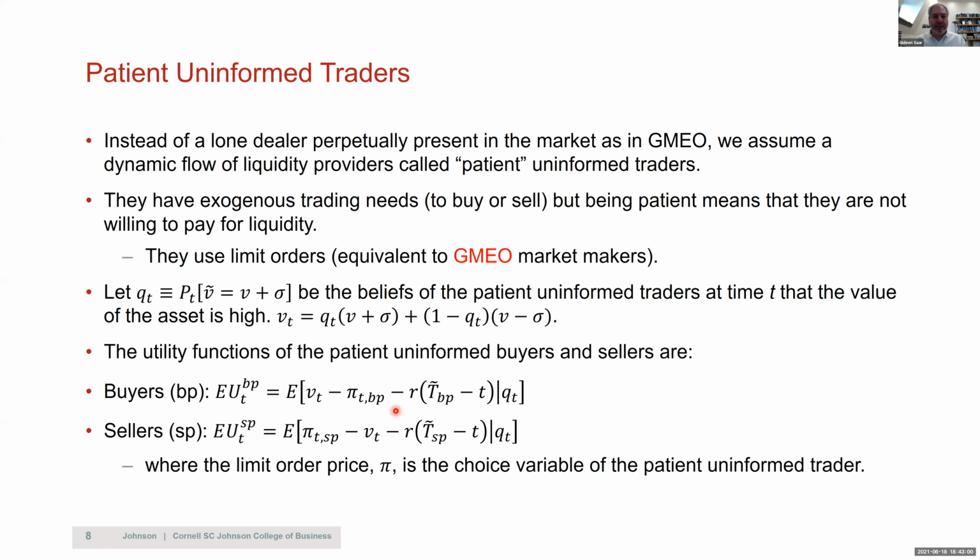So here's a typical utility function. This is for the buyers. So we've got the utility is VT, the expected value of the asset, minus the limit order price, right? So this component is the trading profit, minus their expected waiting cost, where capital T tilde is the random time to execution of the limit order. And so they kind of trade off their trading gain against the cost of waiting. And of course, pi, the limit order price, is going to be their choice variable. Okay, so they have a non-trivial choice variable here.